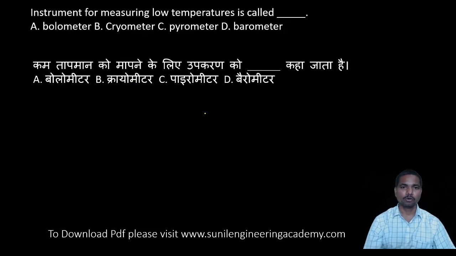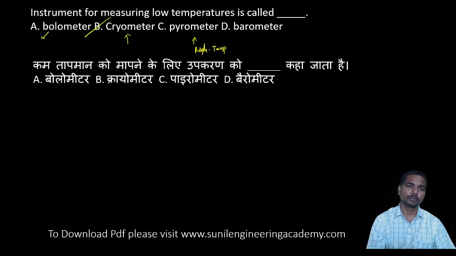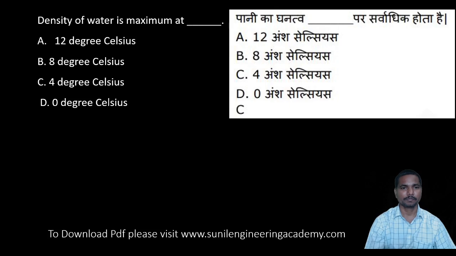Instrument for measuring low temperature. Low temperatures, cryometer. Okay, those are also called cryogenic temperatures, measured by cryometer. Pyrometer, high temperature. Bolometer is used to measure electromagnetic radiation. Barometer is used to measure pressure, pressure of the atmosphere.